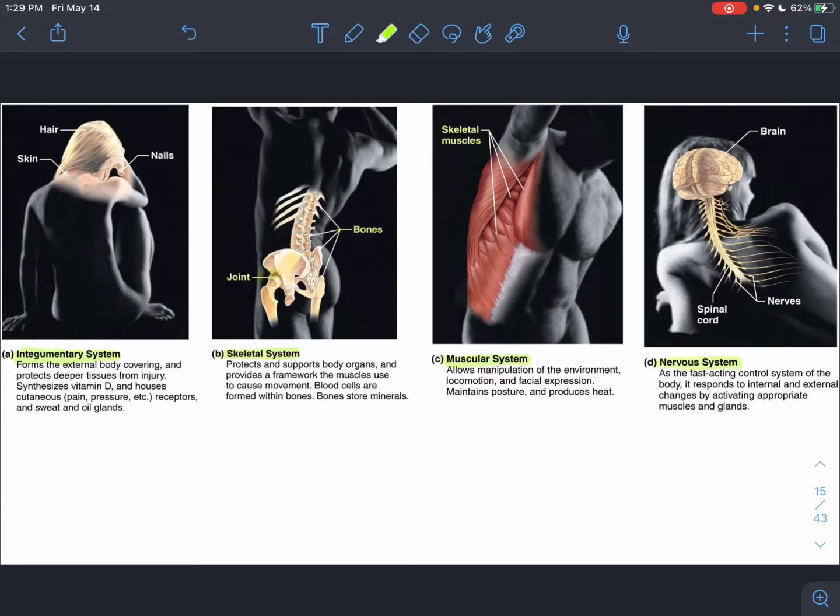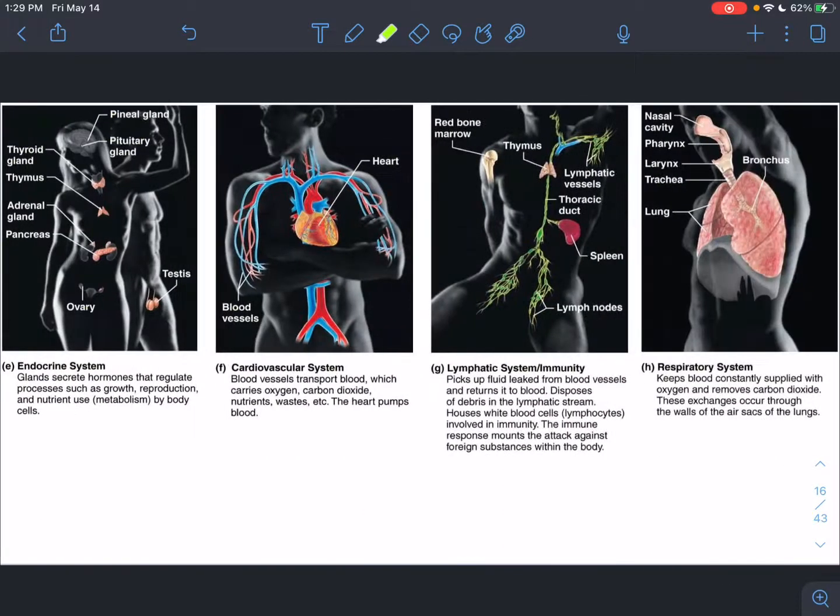Nervous system is the control system of the body, right? Responding to different stimuli. So our brain, spinal cord, and nerves. Our endocrine system are the glands that are going to secrete hormones, okay? They're going to regulate different autonomic processes in our body. So there's a lot of different endocrine glands: the pineal, pituitary, thymus, adrenal, pancreas, and then our reproductive ovary and testes. Our cardiovascular system, which we've already talked about, is transporting blood through the body. So our heart and our blood vessels.